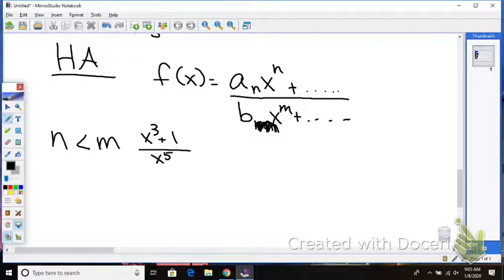So the top exponent is less than the bottom exponent. N is less than M. If that is the case, then your horizontal asymptote is y equals 0. So this is the first rule. You're going to want these written in your notes. So if the top exponent is smaller than the bottom exponent, then y equals 0 is the horizontal asymptote.